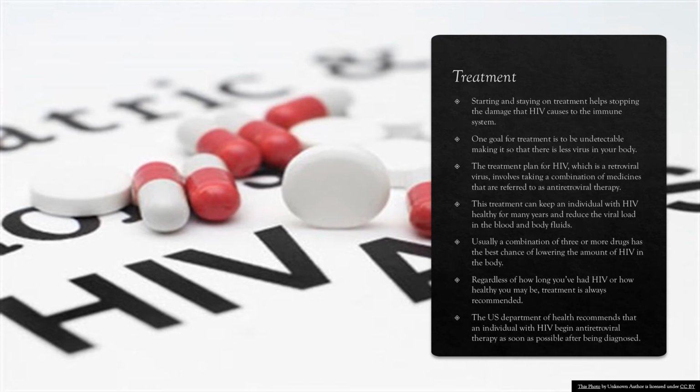Treatment. Starting and staying on treatment helps stop the damage that HIV causes to the immune system. One goal for treatment is to be undetectable, making it so that there is less virus in your body. The treatment plan for HIV, which is a retroviral virus, involves taking a combination of medicines that are referred to as antiretroviral therapy. This treatment can keep an individual with HIV healthy for many years and reduce the viral load in the blood and body fluids.